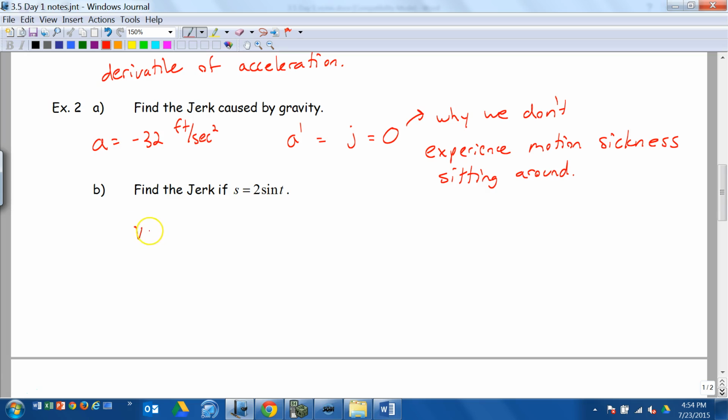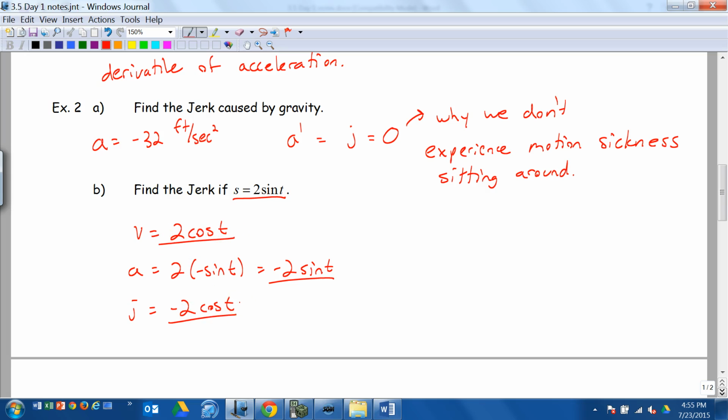So the velocity is the derivative of that, which is 2 times the derivative of sine t, which is cosine t. The acceleration then is the derivative of this. 2 times the derivative of cosine t is negative sine t, which means it's just negative 2 sine t. And finally the jerk is equal to negative 2 times the derivative of sine t, which is cosine of t. So let's analyze this. The position and the acceleration are actually the same except for opposite signs. So when one's acting in one direction, or you're moving in one direction, the other's acting in the other. And then for velocity and jerk, same thing. Okay?